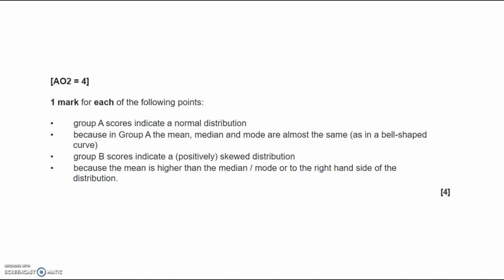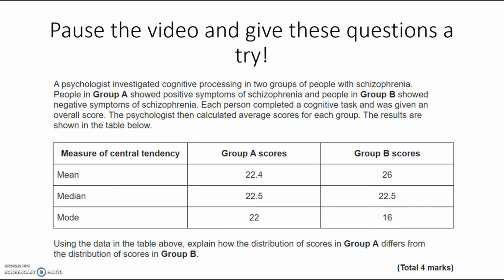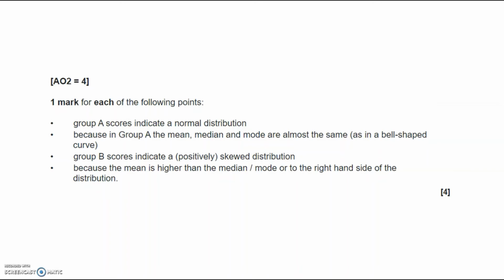Now in Group B, it's a positively skewed distribution. And the reason for that is that your mean is higher than your median and your mode, or to the right-hand side.